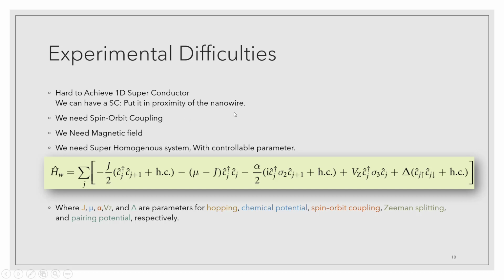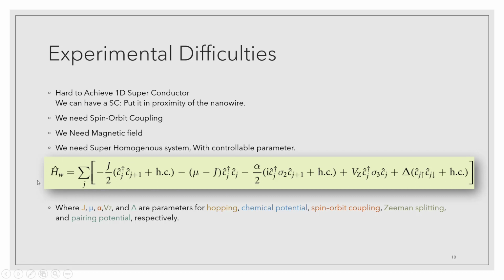So if you want to go one step further from the toy model of Kitaev to the real world, we need many more things like spin orbit coupling. We need a magnetic field. And one of the problems with doing this in a laboratory is that we need a super homogeneous, very neat kind of system with controllable parameters. We should be able to control all the parameters of our Hamiltonians.